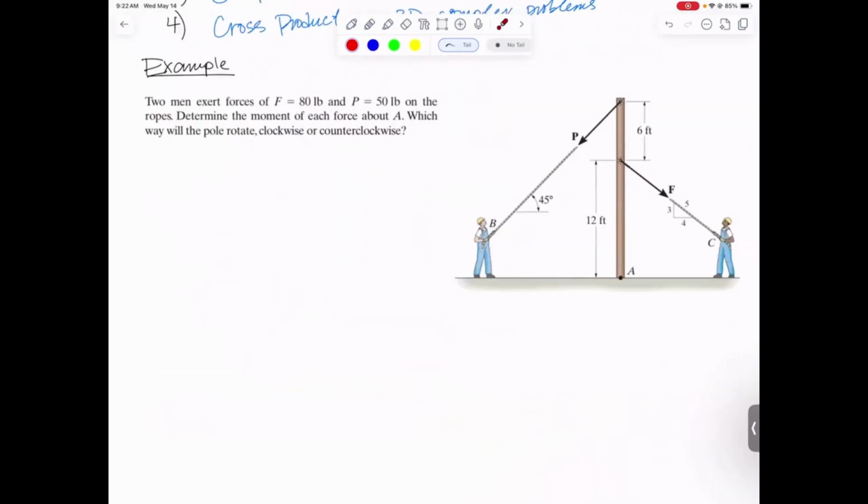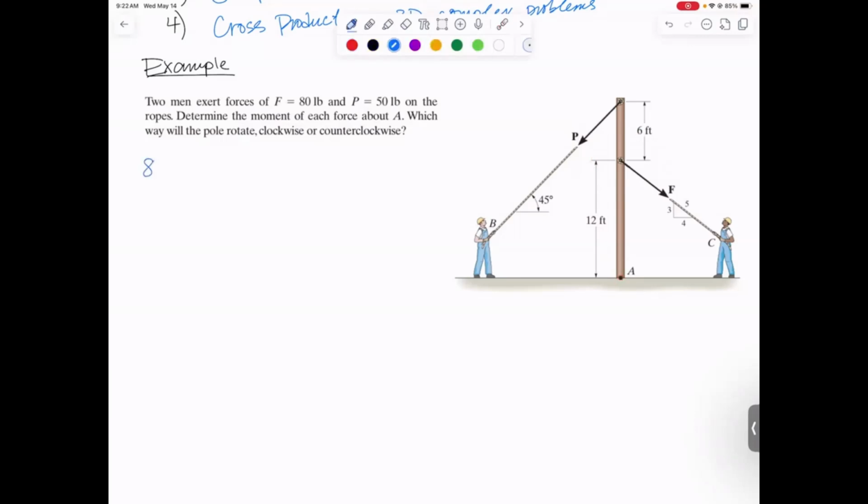Here we have a couple of workers that are exerting different forces. One of them is applying a force of 80 pounds, F, over here. The other one's applying a force of 50 pounds up here, right there. And they first want us to find the moment of each force about point A down here. And then they want to find out which way the pole will rotate with these guys pulling with 80 and 50 pounds. Will it want to rotate clockwise or counterclockwise? So basically we're going to figure out the moment each force causes about A, figure out which one is bigger, and that's going to tell us which way it's going to rotate.